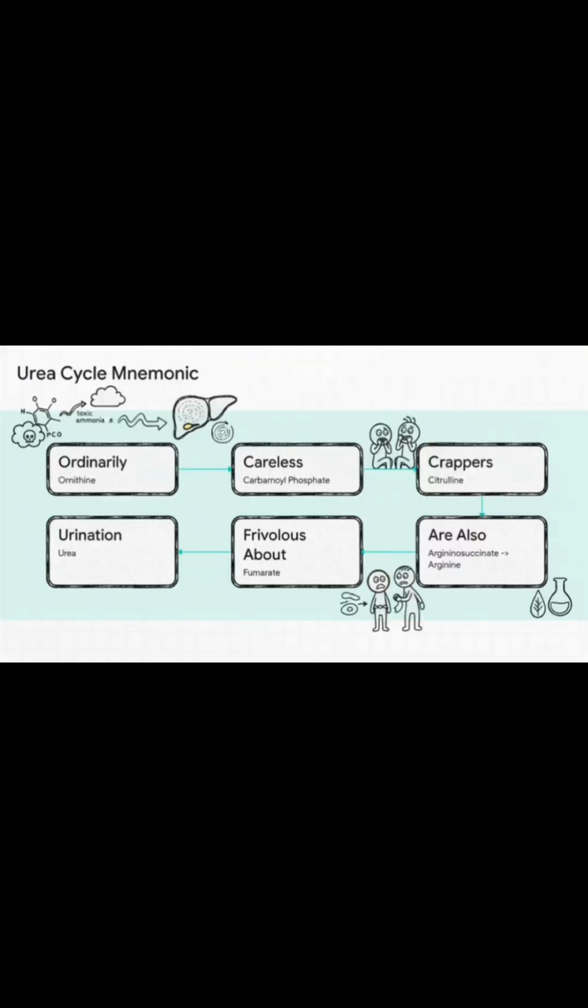You know, when we break down proteins and amino acids, we get this nasty byproduct, ammonia. It's super toxic. The urea cycle, which happens in the liver, is our way of converting that toxic ammonia into harmless urea that we can just pee out. This mnemonic is an absolute lifesaver for the intermediates. Ordinarily, careless crappers are also frivolous about urination. That'll give you ornithine, carbamoyl phosphate, citrulline, arginosuccinate, arginine, and your products, fumarate and urea.